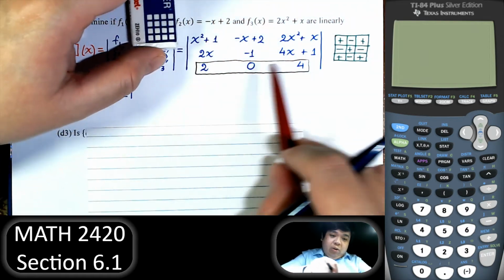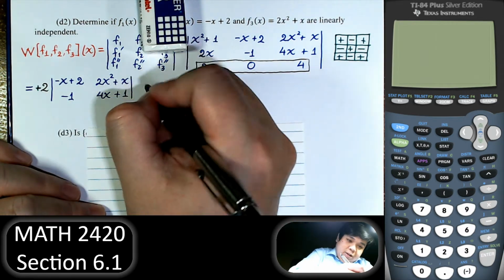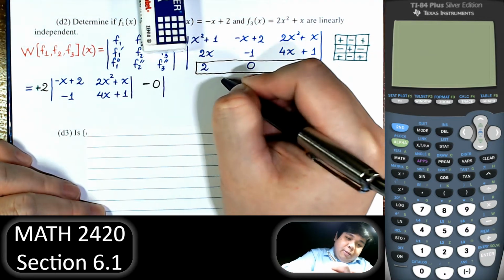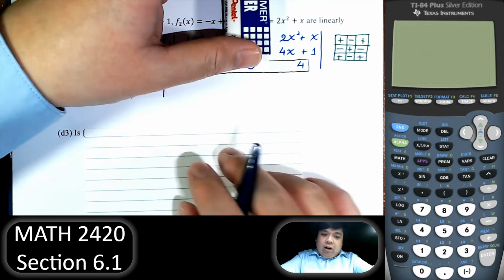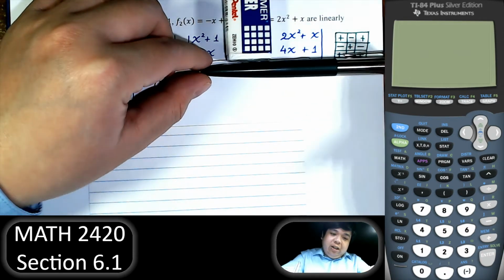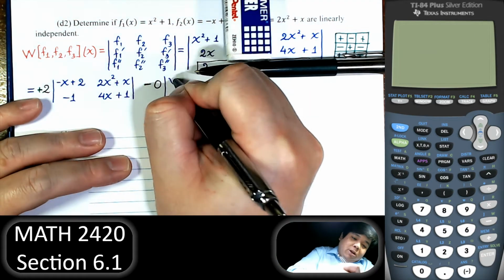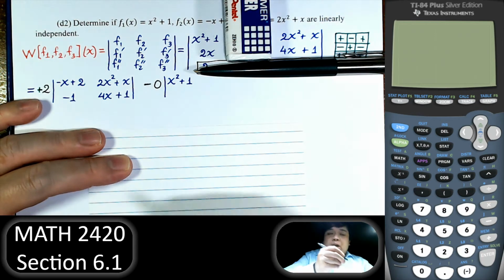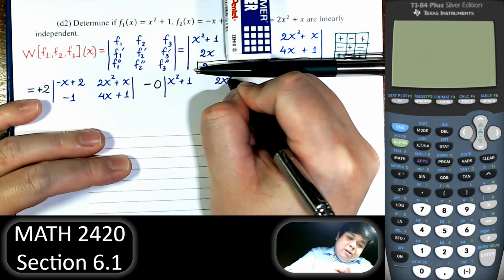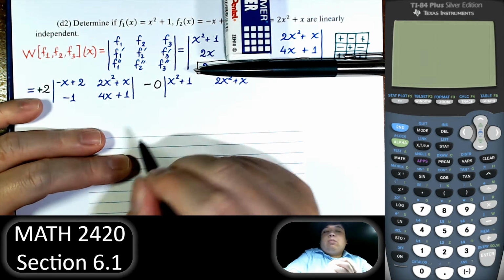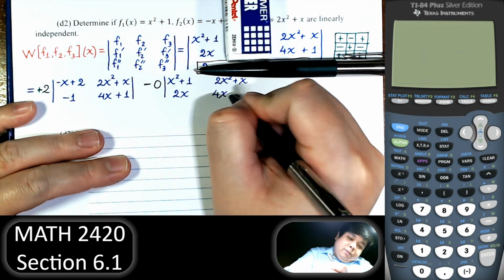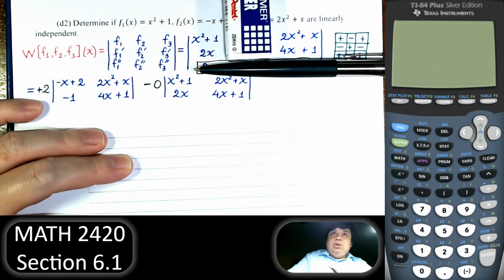The next entry on the row that we choose is 0. The 0 is sitting on the minus sign, so minus. And then cover the row and column containing the 0 entry. What's left is x squared plus 1, 2x squared plus x, 2x, and 4x plus 1. Of course, that's just a 2 by 2 determinant.